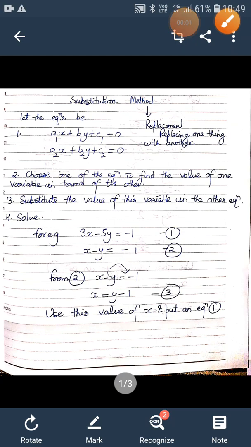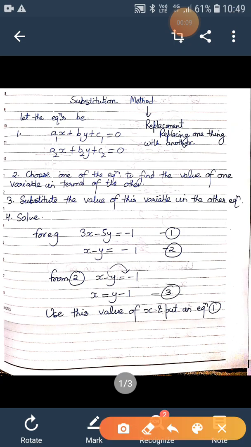Dear students, today we are going to study the substitution method of solving a pair of linear equations in two variables. Let us first know the meaning of substitution. Substitution means replacement, or replacing one thing with another. We have so many examples in our daily life where we substitute things.